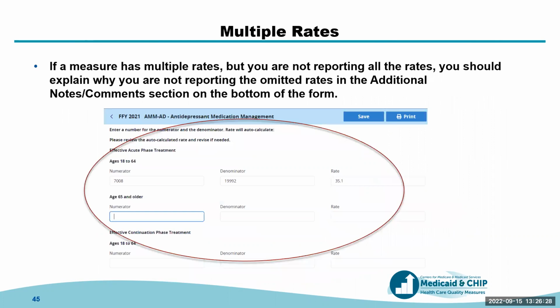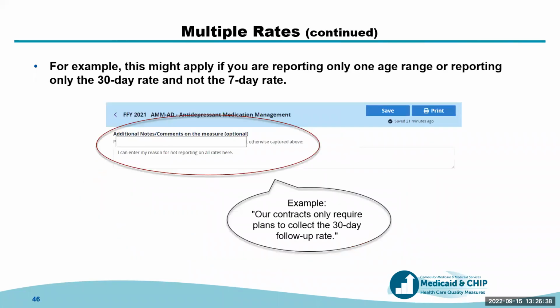If a measure has multiple rates, but you are not reporting all the rates, you should explain why you are not reporting the omitted rates in the additional notes comments section on the bottom of the form. For example, this might apply if you are only reporting one age range or reporting only the 30-day rate and not the 7-day rate.